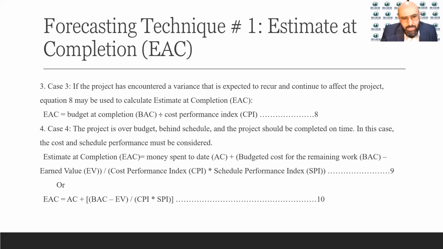And the EAC, in this case, once you are over budget and behind schedule but you have to finish on time, you have to come up with a new budget based on this equation: actual cost, AC, plus the BAC minus the earned value, divided by the CPI times the SPI. In this case, you will come up with a new budget.